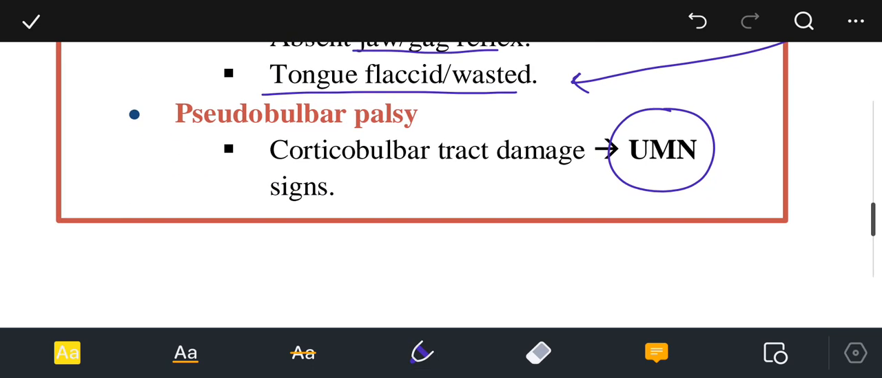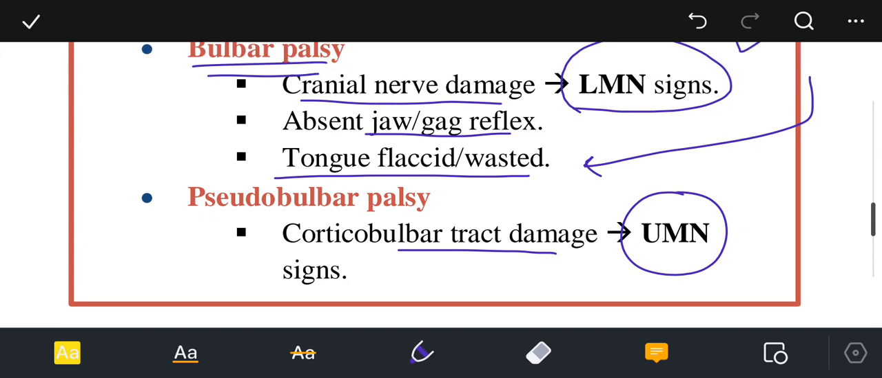If I am talking about pseudobulbar palsy, the corticobulbar tracts will be damaged, and upper motor neuron signs will be there, which means that there will be exaggerated jaw reflex and gag reflex, and the tongue will be spastic. It will not be wasted.